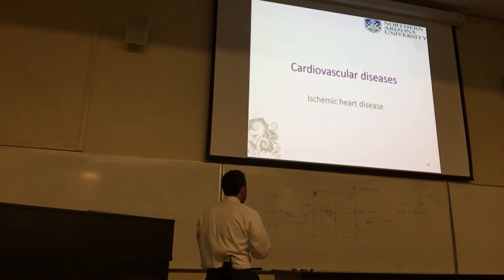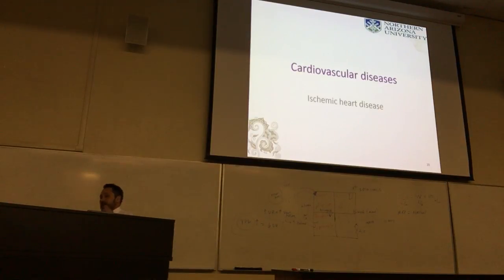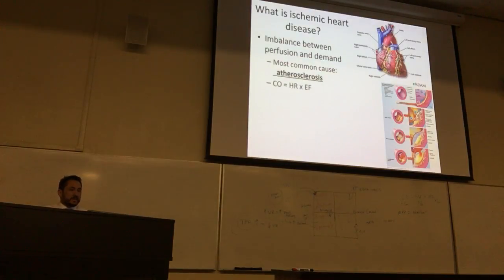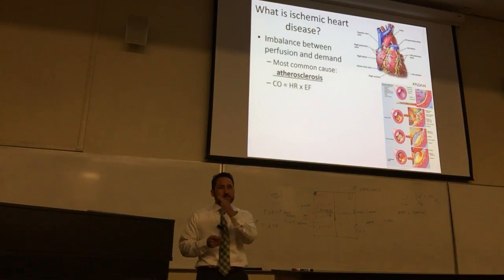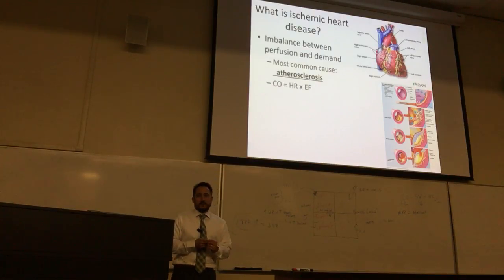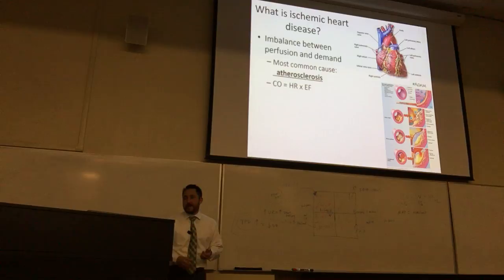Okay? And these are much bigger than valve abnormalities or valve problems. That's why I honed in on these three for today's lecture. So in ischemic heart disease, we've got an imbalance. We have a demand and a supply that's off. The perfusion is the supply, and the demand is the metabolism of the heart itself. It has its own metabolic requirement.